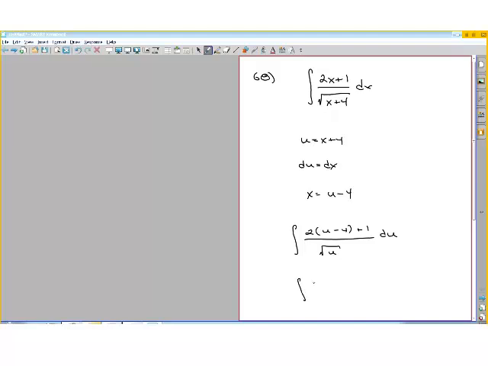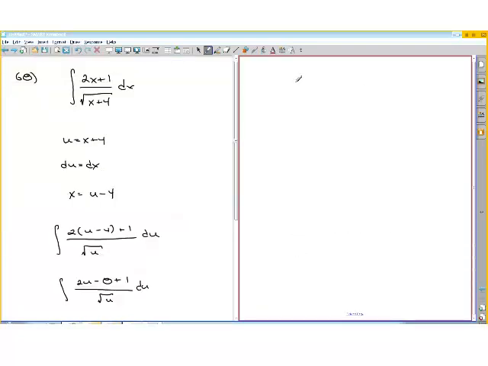So we'll have 2u minus 8 plus 1 divided by the square root of u. And then we can simplify the numerator. It's going to be 2u minus 7 divided by the square root of u. Now, at this point, we can just create two separate fractions. And actually, before we do that, let's rewrite the square root of u as a fractional exponent. And now we can do it.